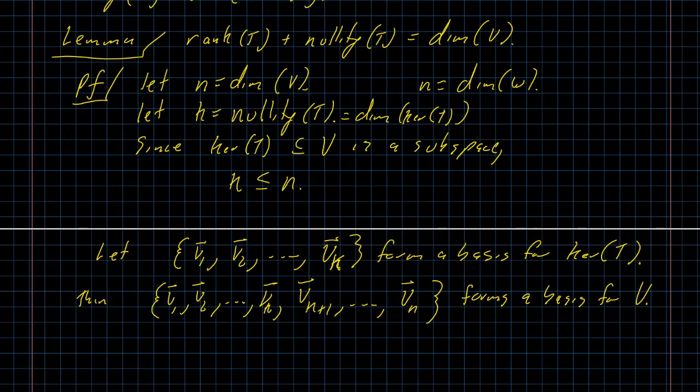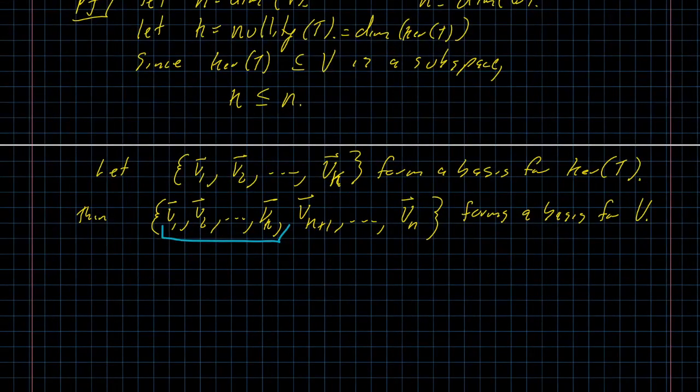Right? We know that any basis for the kernel has k vectors in it. We know that any basis for the vector space has n vectors in it. And because the kernel is a subspace, we know that there is a basis for the entire vector space that contains the basis for the kernel. Anytime you have a subspace, there's always a way to do that.